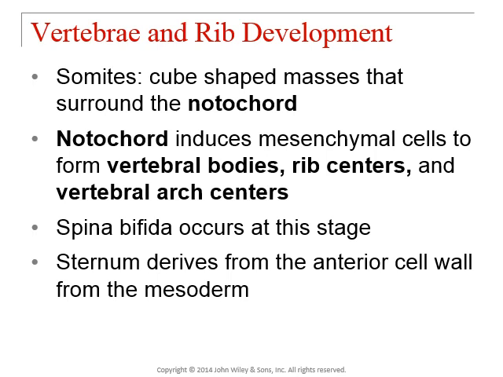So the notochord is going to be the precursor to a few different types of cells, including the vertebral bodies, the rib centers, and also the vertebral arch centers. The notochord also helps along the lines of forming the canal for the spinal cord at the same time.